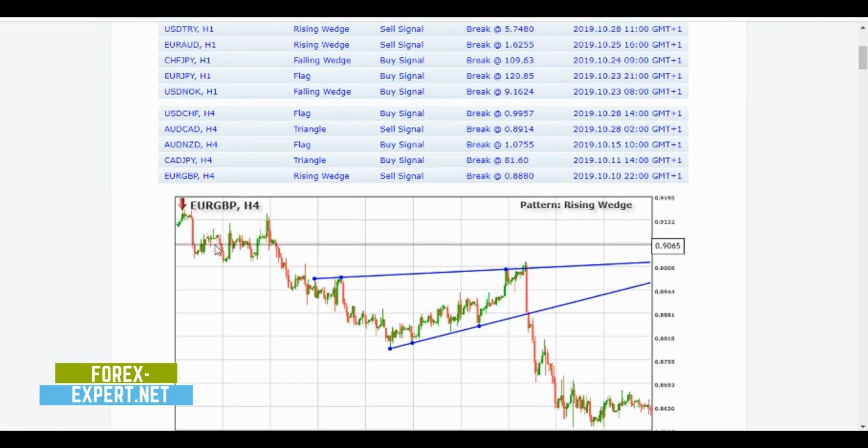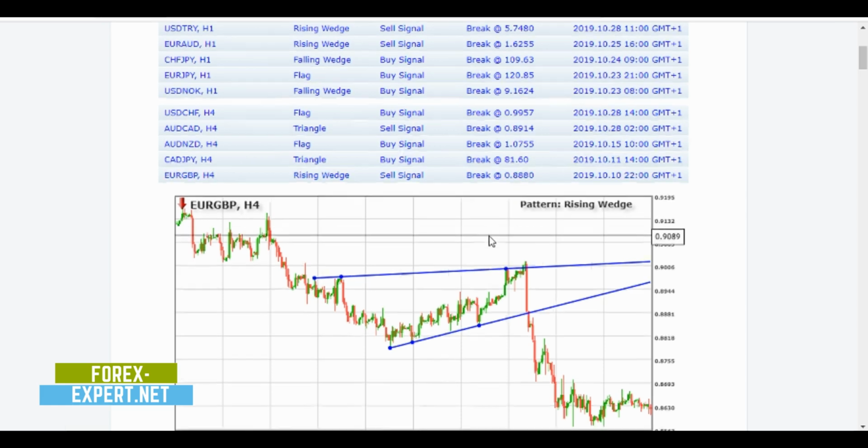So here we are on the 4-hour time frame. You will find all the time frames for all the trading styles, from the 1 minute to the monthly. We are on the euro and the British pound. We have a rising wedge, a sell signal, break at 88.80.